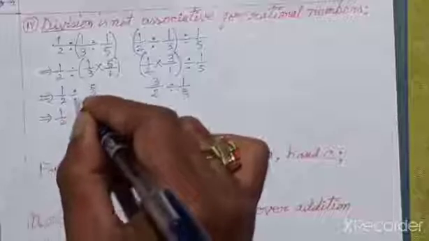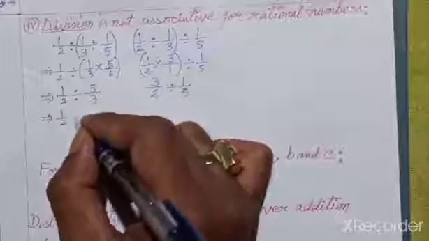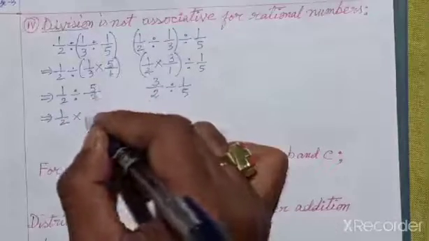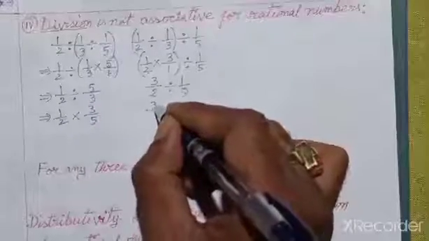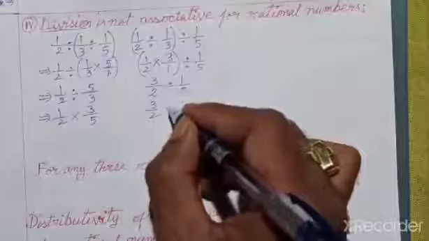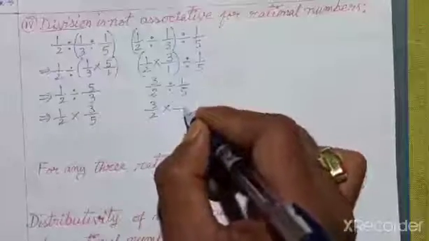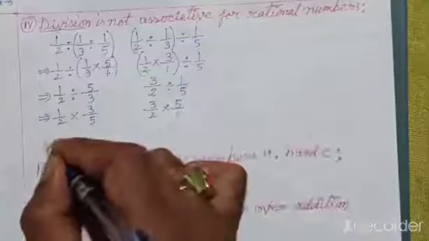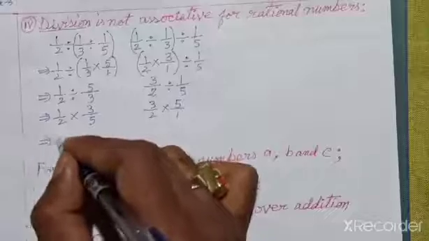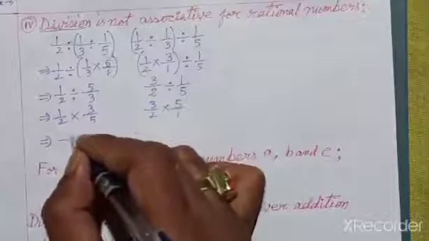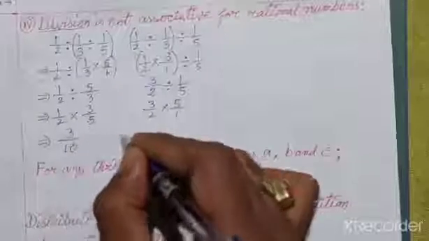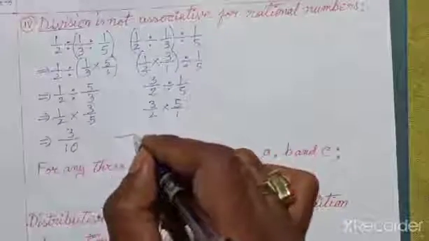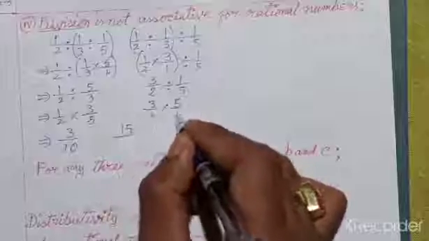1/2 divided by 1/5, divide is changed into multiply. 5/3 are interchanged, then 3/5. Here 3/2 divide is changed into multiply. 1 and 5 are interchanged, then 5/1. 1 and 3 multiply, we are getting 3. 2 and 5 are multiplied, then we are getting 10. Here 3 into 5 is 15. 2 times 1 is 2.